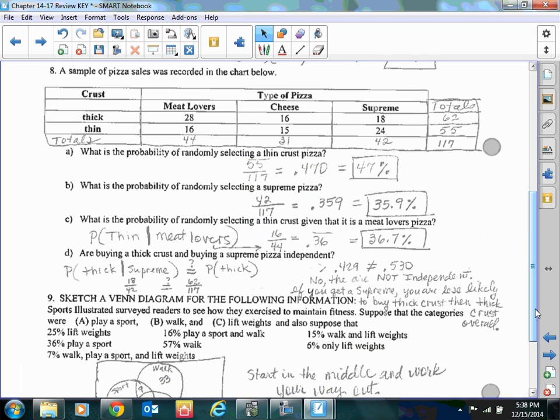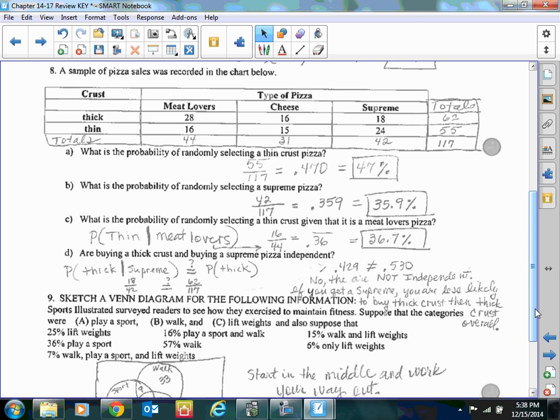Okay, number 8 is the pizza, the type of crust, and then the type of pizza that it is. What's the probability of selecting a thin crust pizza? So this one's going to be similar to the tourism and the Isabella, the place, the job that you went into and the island that you came from on the Galapagos Island problem review that I just went over.